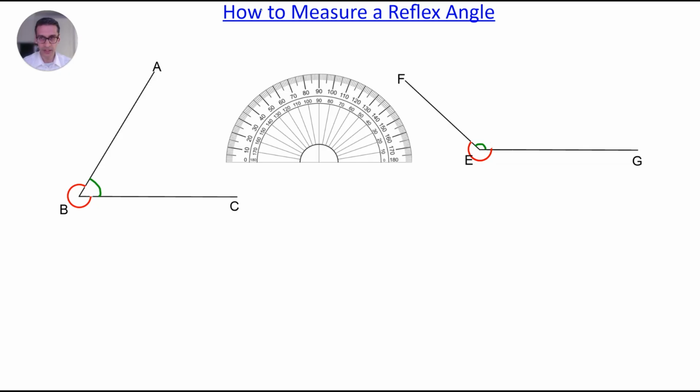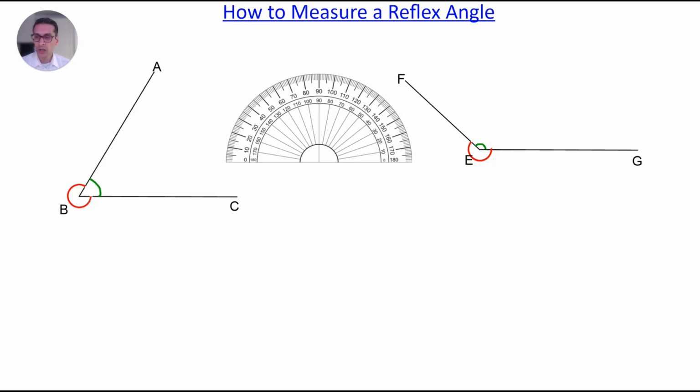Have a think about what you might do. You may have figured out you can't actually measure the red angle using this because it's simply not going to go around. What we can do though is we can measure the green angles, and there's a special fact that we already know about angles around a point that we can use to work out the red angle using a bit of algebra, a bit of addition and subtraction.